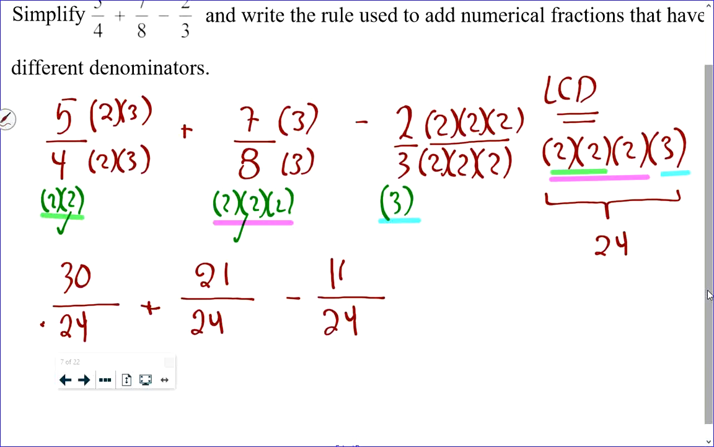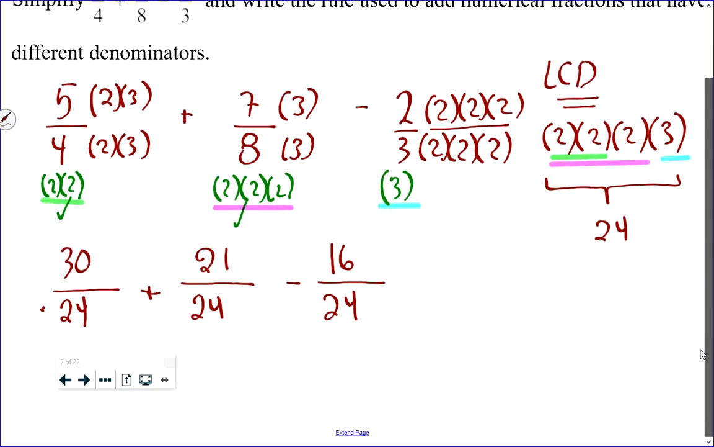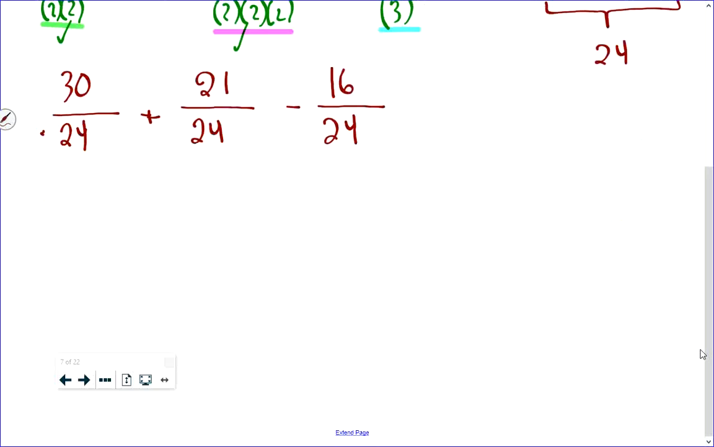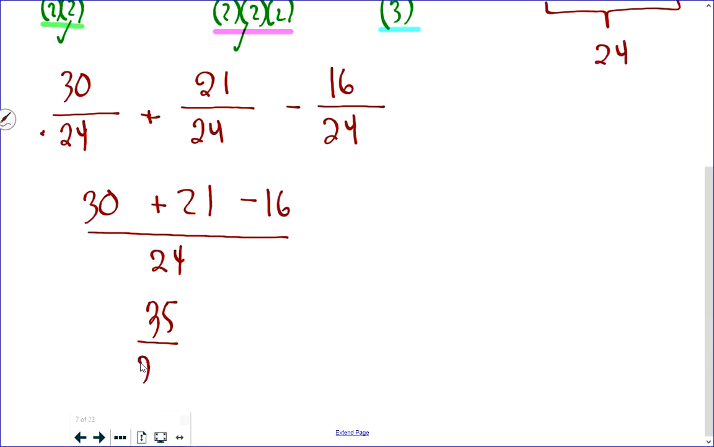We're done. Well, we're not quite done. Now we're adding 24ths and 24ths. So we're going to have 30 24ths plus 21 24ths minus 16 24ths, 35. Okay. Does 35 over 24 simplify? Is there any factor of 35 that's also a factor of 24? I don't think so.